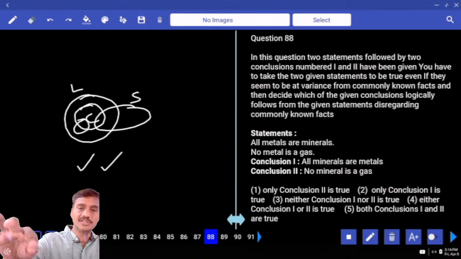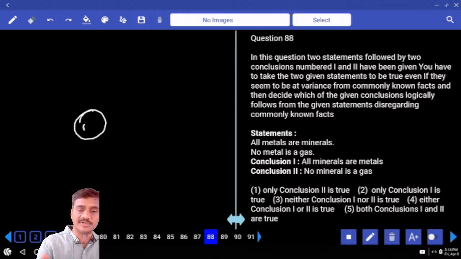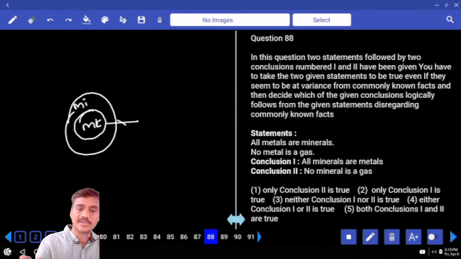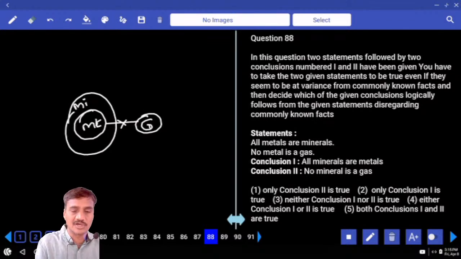And 88, all these metals are what? All these metals are minerals. All metals are minerals. No metal is a gas. No intersection between metal and gas. And all minerals are metals is false. No mineral is a gas is definitely true as of now.